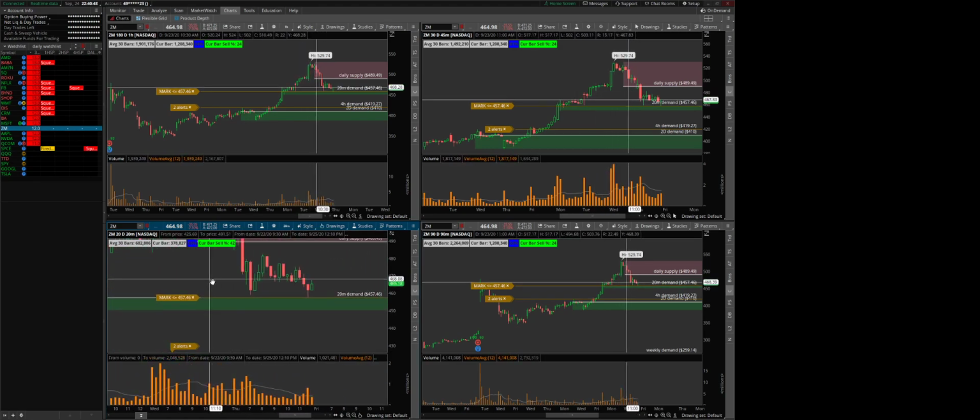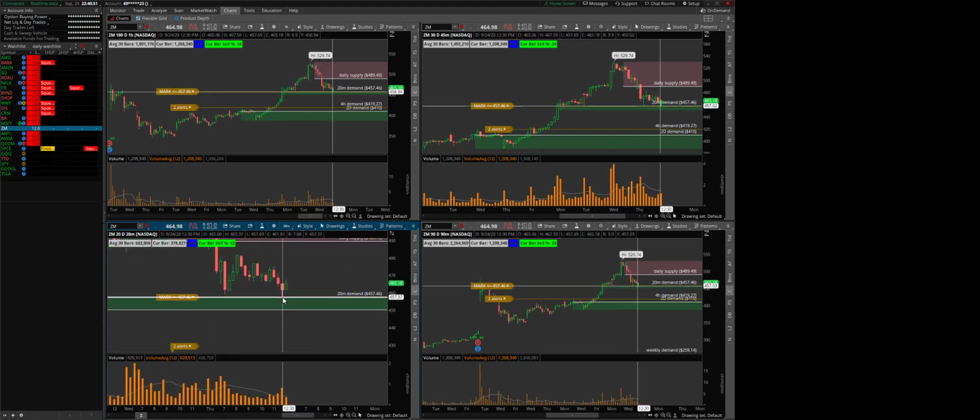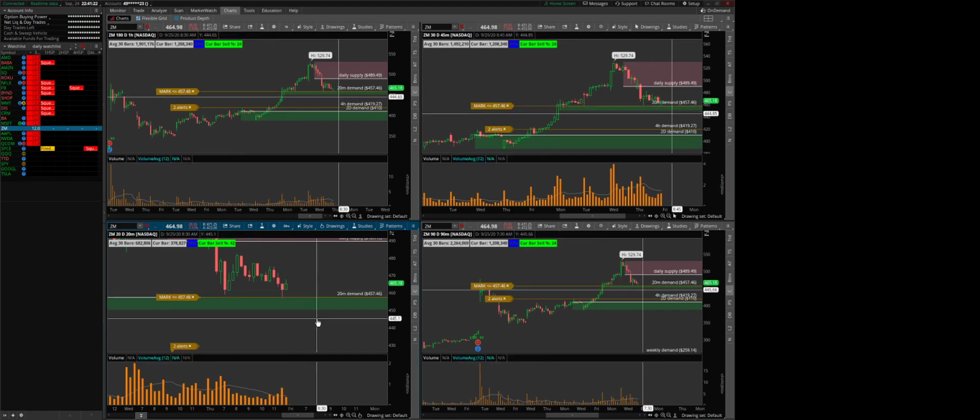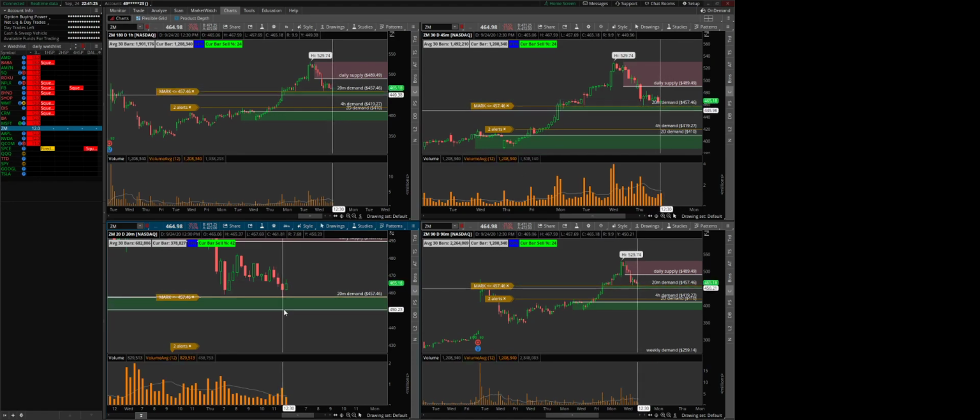So now let's see what's happening. Clean touch here. Let's see if it touched it to the T. 20-minute demand is at 457.46. Let's see what the low of this candle is. The low of this red candle is 457.69. So it was off by like 10 cents. No, actually 23 cents. It was off by 23 cents. So buyers are stepping in even before the zone.